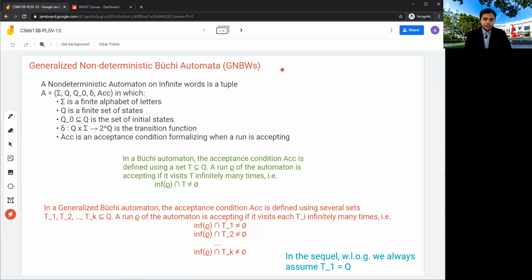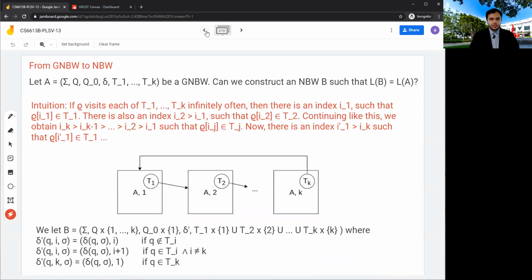Okay. So this is our definition of generalized non-deterministic Büchi automata. And of course, it's obvious that it's not less expressive than normal Büchi automata, right? Because if you have a Büchi automaton, it's basically also a generalized Büchi automaton with only one set, right? But is it more expressive or are they just the same? And actually, I'm going to show that they have the exact same expressivity.